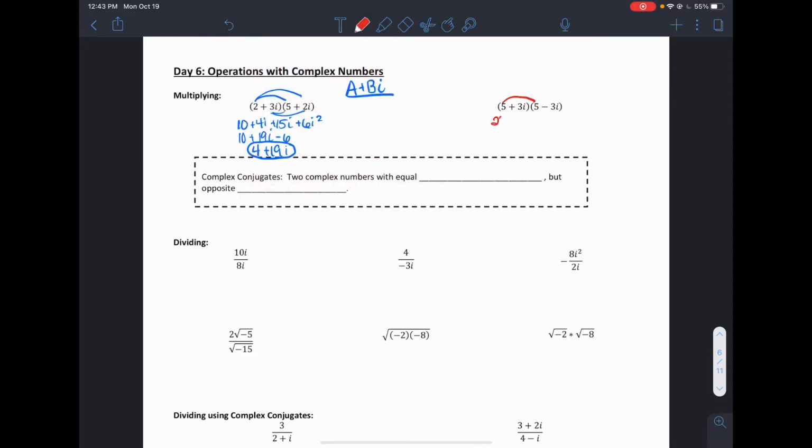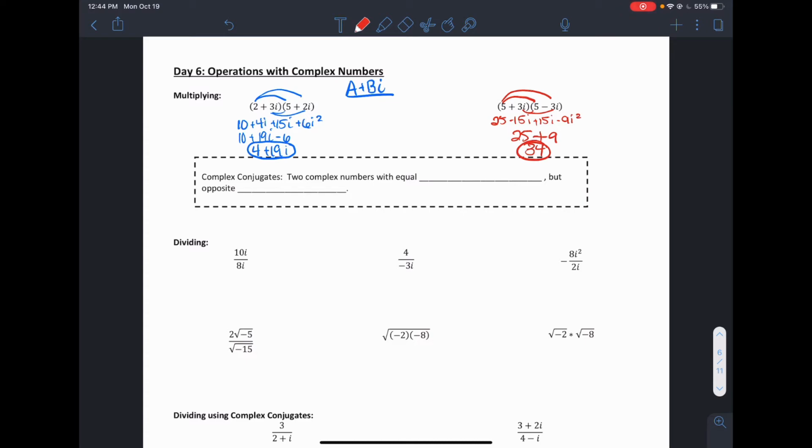5 times 5 is 25. 5 times -3i is minus 15i. Positive 3i times 5 is plus 15i. And 3i times -3i is minus 9i squared. So the positive and negative 15s cancel out. So I'll have 25 minus -9. Remember, i squared is -1. Minus negative is adding. So that's 34. This one worked out to a nice real number, which is cool. I think it's awesome when we can multiply two complex numbers and it ends up being totally real.